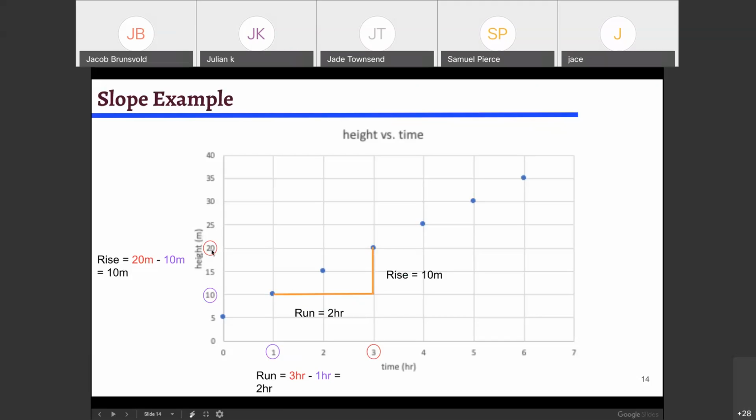So this is 20 meters and 10 meters. This is 3 hours and 1 hour. So our run from here to here is 2 hours. Our rise from here to here is 10 meters. Does anybody have any questions on that so far? If you do, feel free to just unmute yourself and say it, or you can type it into the chat.